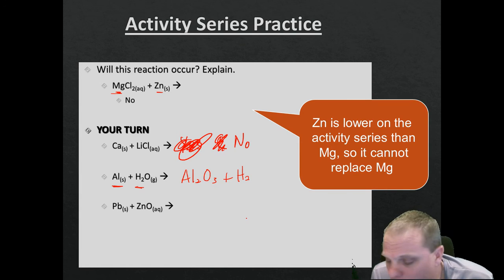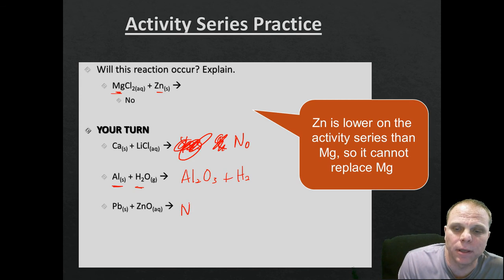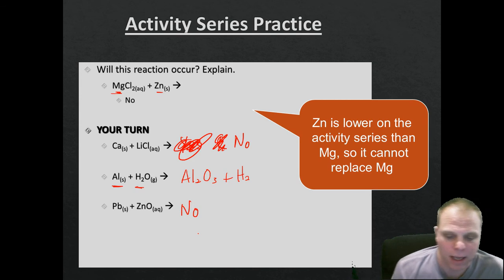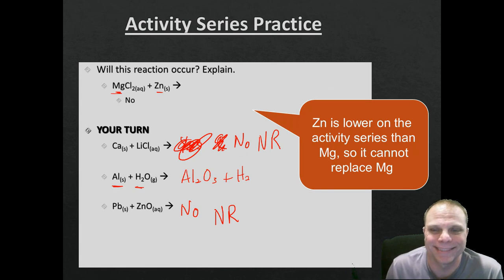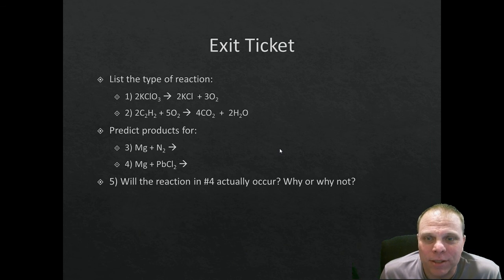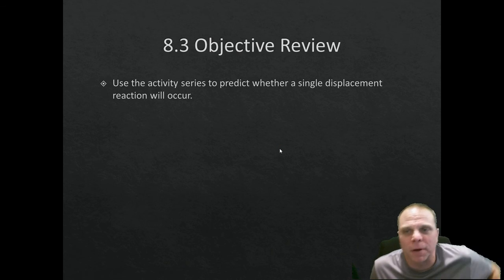Lead and zinc. Will lead replace zinc? Zinc is already attracted, and lead is below zinc. So because lead is below zinc, this will not happen. Now, we can oftentimes put NR when we want to indicate no reaction is taking place. All right, so we're going to skip through that. You're welcome to practice that, but that's combining together all of 8.2 and 8.3. So let's just go ahead and finish off here.